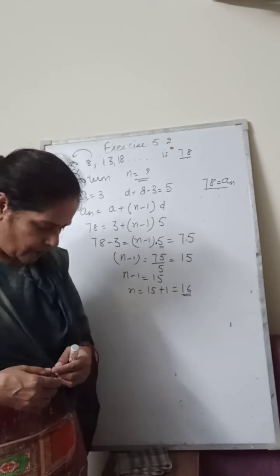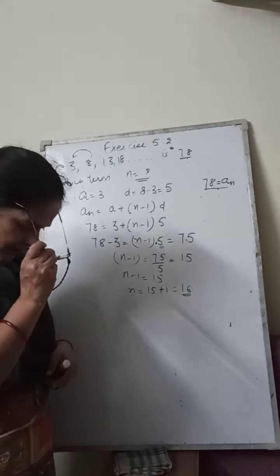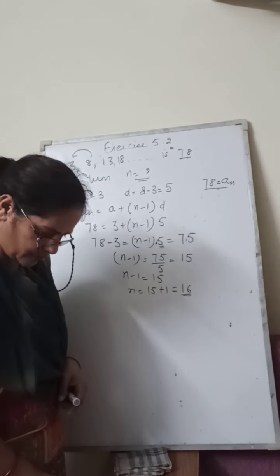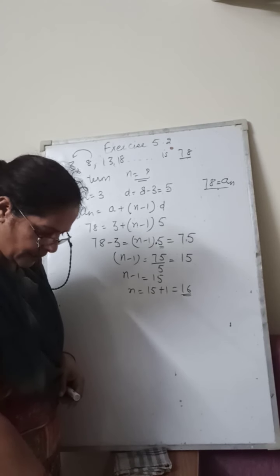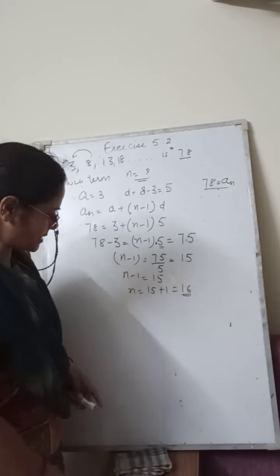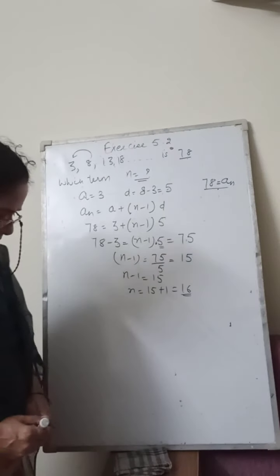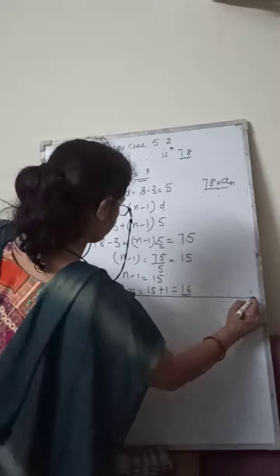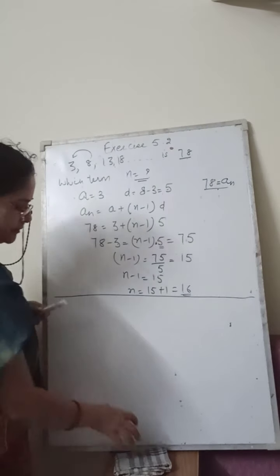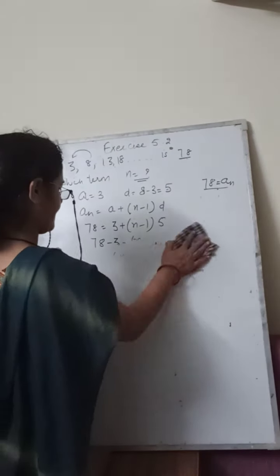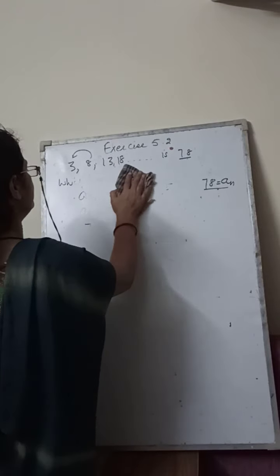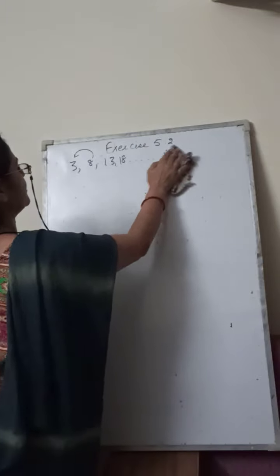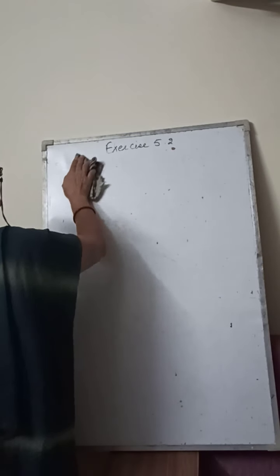Clear? Now coming to question number 6. In question number 6, the statement is: check whether... I am doing it here only. Shall I rub this? Okay, I am happy. That will be more convenient for you for looking up.